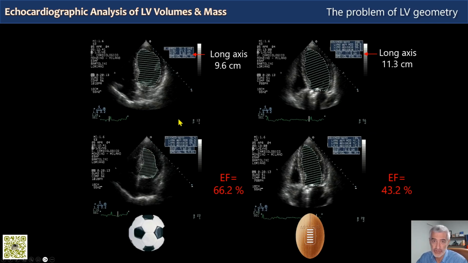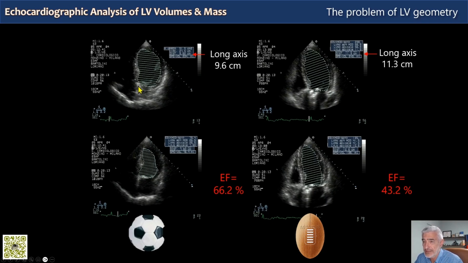This is the same patient we have just seen. The long axis between the two views, the incorrect foreshortened four-chamber and the correct four-chamber. The long axis in the foreshortened chamber is 9.6 centimeters. In the correct geometry, it's 11.3 centimeters. It's almost 2 centimeters difference, a very big difference for a long axis. And you can see that this translates into a huge difference in this specific patient of ejection fraction.